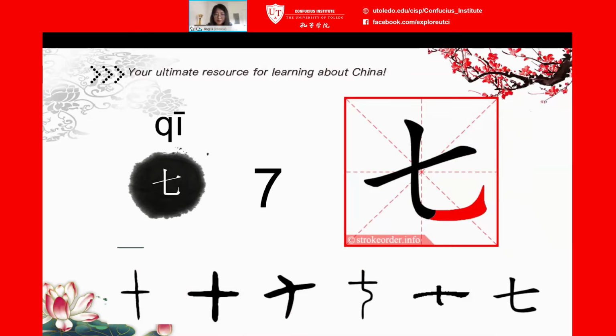And people use the vertical line to cut everything to show it is the biggest one in the world. Because when people developed the number seven, seven was the biggest number at that time. So this Chinese character shows seven is biggest. Make sense? I hope so.